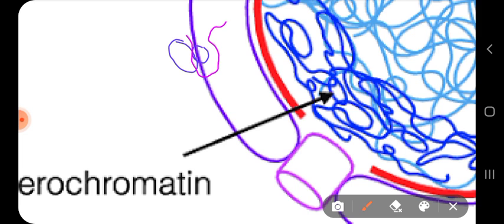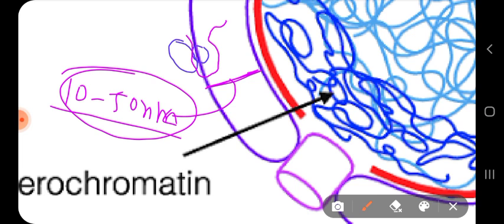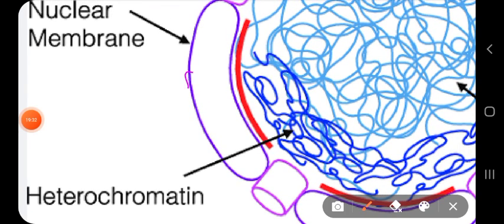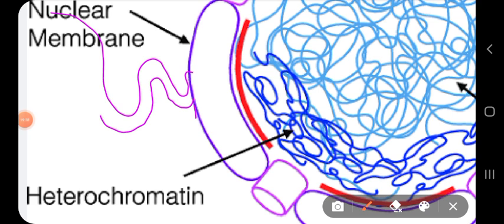Now this perinuclear space is about 10 to 50 nanometers wide, and it is filled with fluid which is continuous with the endoplasmic reticulum lumen. That means the proteins enter this perinuclear space, which is continuous with the rough endoplasmic reticulum.